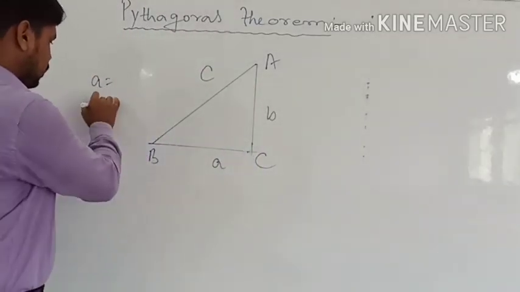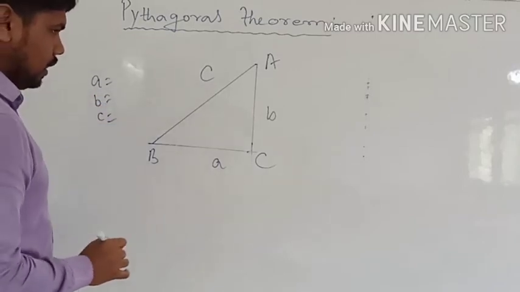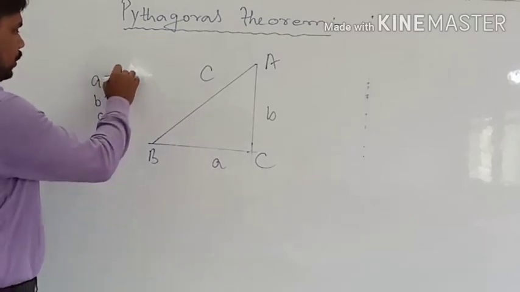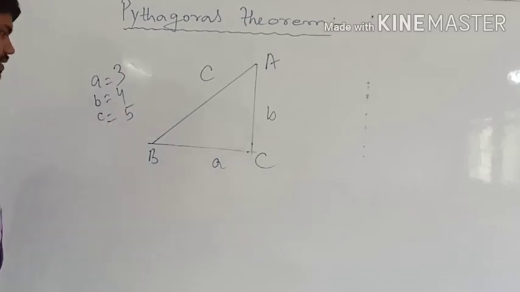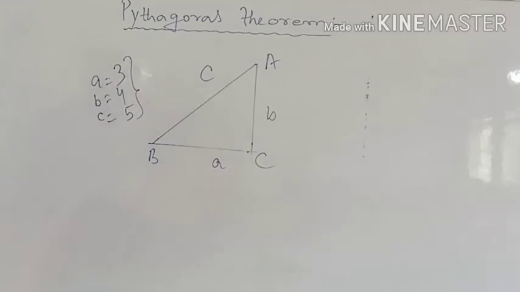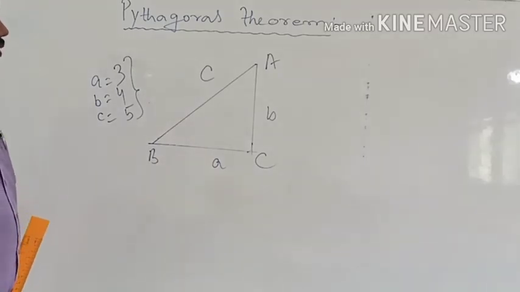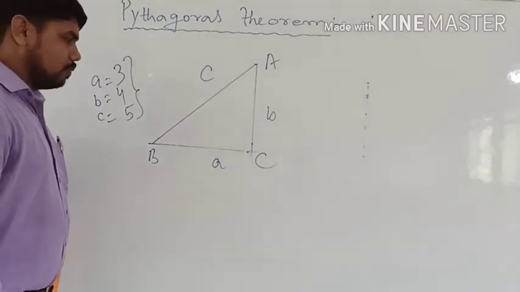Suppose the measurements of A, B and C are given as 3, 4, 5. These three measurements are given. Now we have to check with the help of these three measurements whether the required triangle is a right triangle or not. We can check with the help of the converse of Pythagoras theorem.